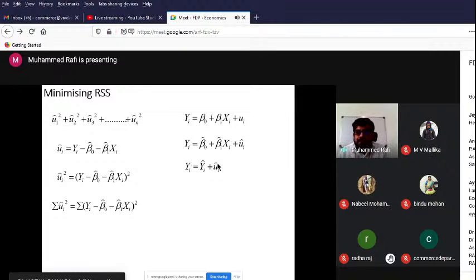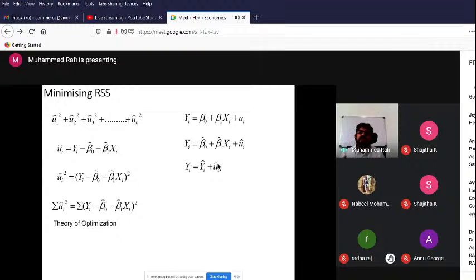So, this is a problem of optimization. So, we apply the theory of optimization here, and you try to minimize. How do you go for minimization? So, we go for the first order condition, right? You take the differentiation, you take the first order difference of sigma ui cap square with respect to beta 0 cap and beta 1 cap. Then you equate with 0. That is the first order condition. Then you can derive the actual values of beta 0 cap and beta 1 cap.